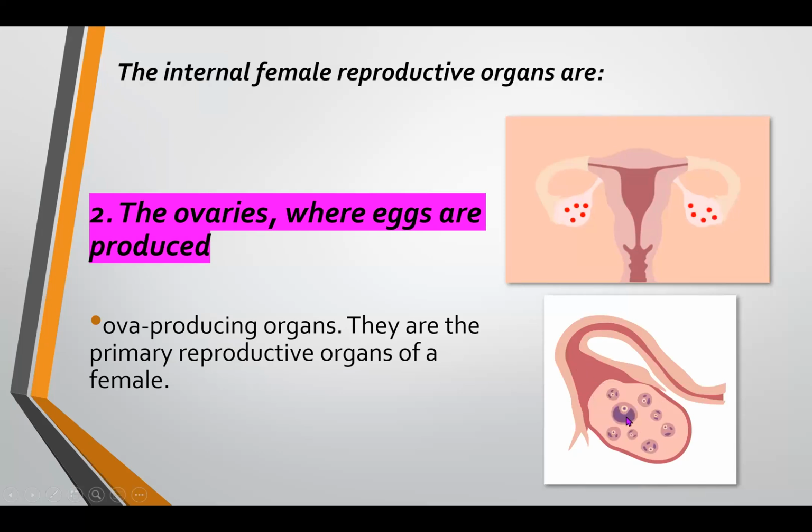If you look closely, this is the ovary and it is producing the egg cells. The ovaries are the primary reproductive organ because they produce the egg cell. Egg cells are very important in conceiving or getting pregnant. Without the eggs, the female cannot give birth, cannot produce offspring. That's why ovaries are the main or primary reproductive organ. Again, what organ is where the eggs are produced and called the primary reproductive organ?